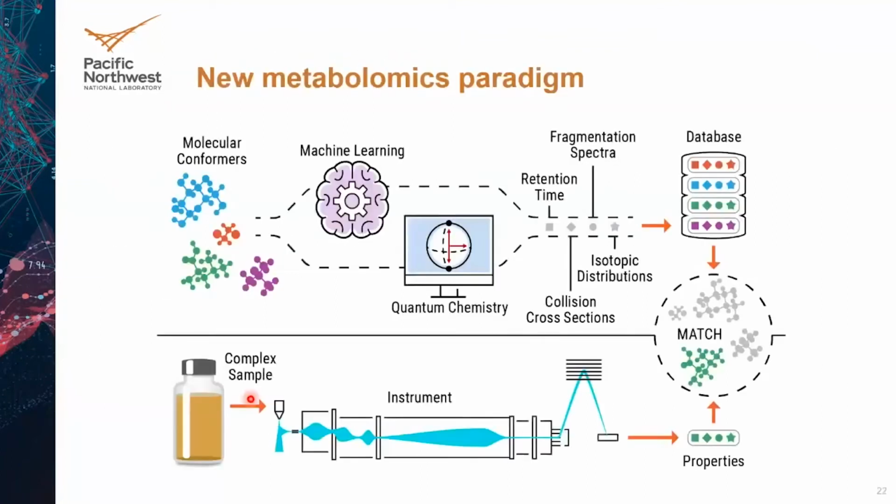And so what we envision for the new paradigm is the cartoon I showed earlier. We replaced the upper half, which is library building, and instead of performing analyses of pure compounds that we've obtained from chemical suppliers, we predict the properties that we would like to measure. But this assumes that we can do so accurately.